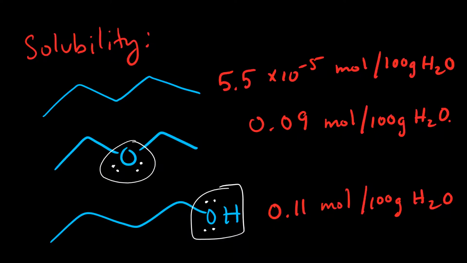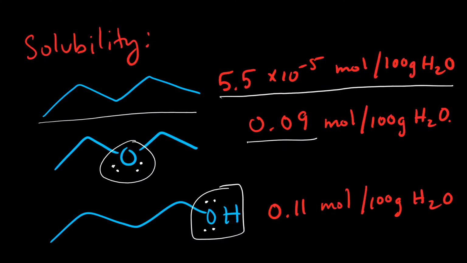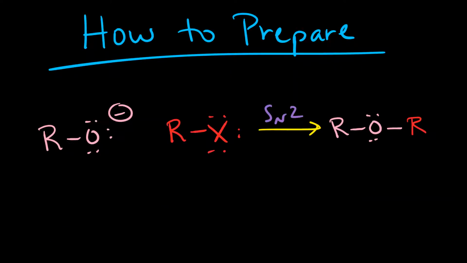And so you can see compared to pentane, which has really no polarity, just dispersion forces, pentane's very, very insoluble in water. But really ether is comparable to something like butanol in terms of water solubility because it can participate in hydrogen bonding with the solvent.